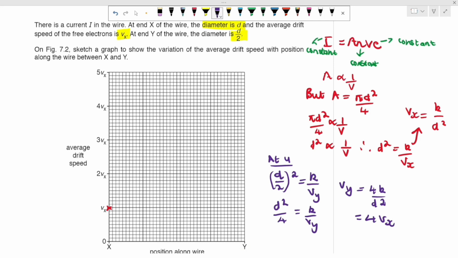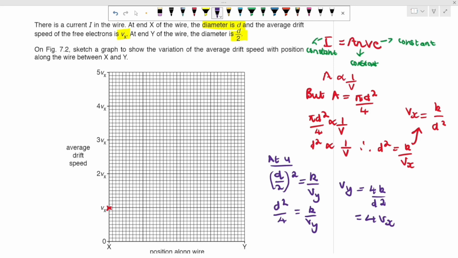Which is actually true. They're going to move faster with 4 times the initial velocity, so with 4x. And how did I figure this out? I started by creating relationships, introducing constants, then making substitutions. This is the easiest way that you can think of this.